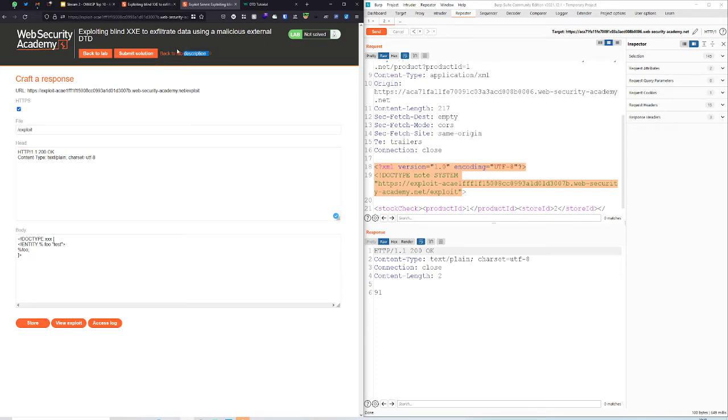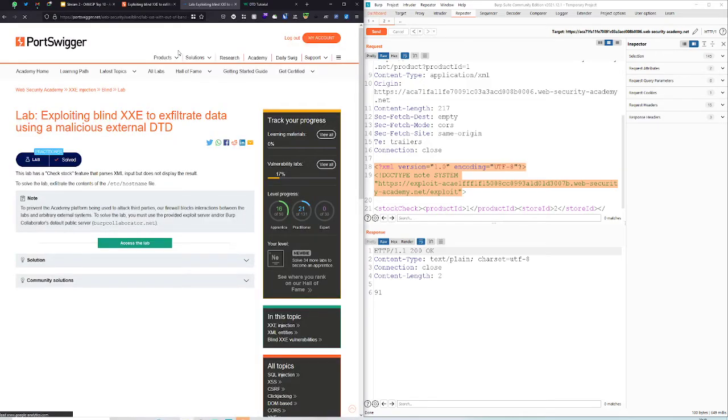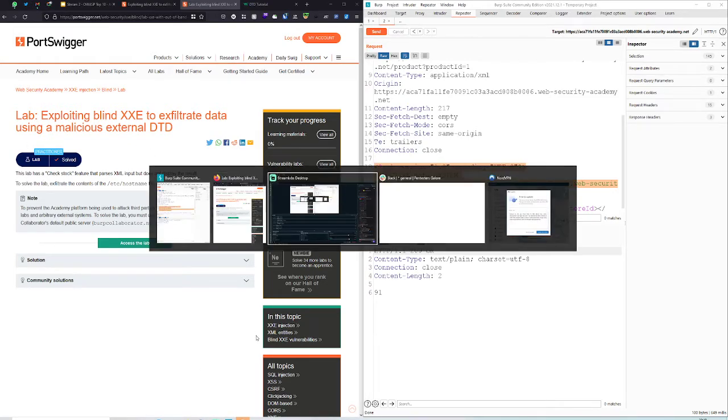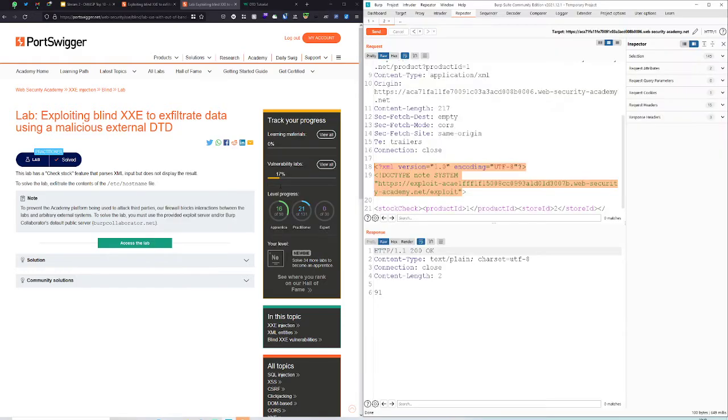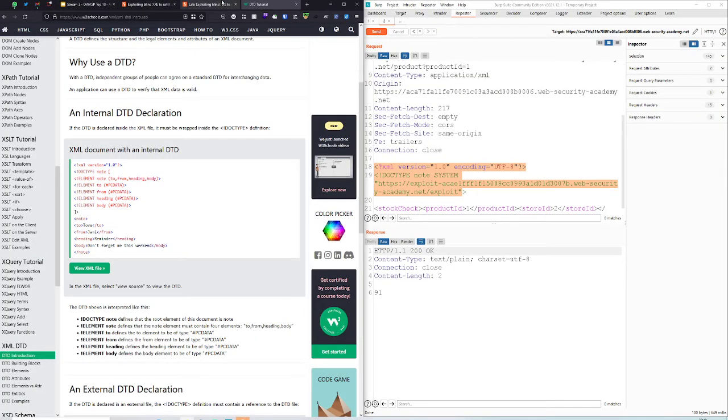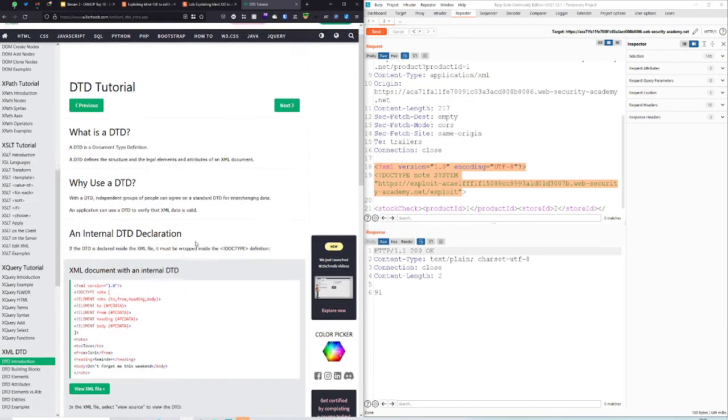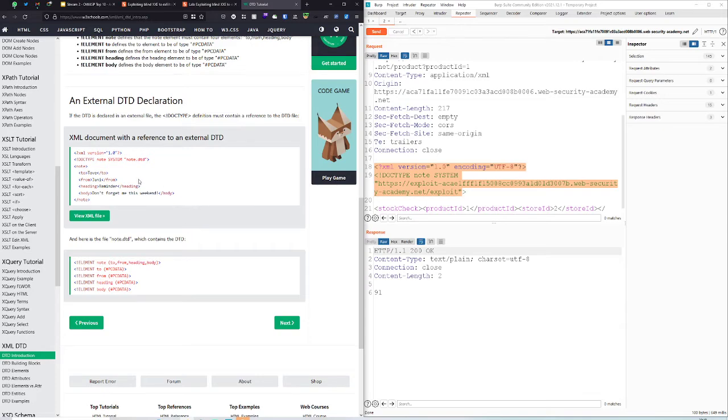Let's just double check what the description says. This lab has a checkstock feature that passes XML input but does not display the result. Right. So to solve the lab, exfiltrate the contents of the etc hostname. Product ID. Yeah, thanks. Yeah, sorry. I was being a bit dim. So that's an internal. We want an external DTD.